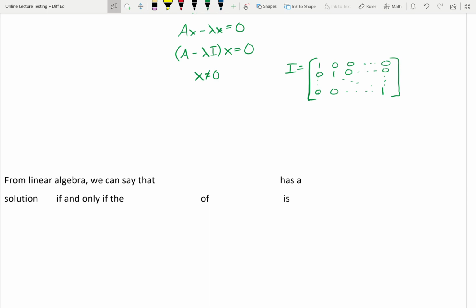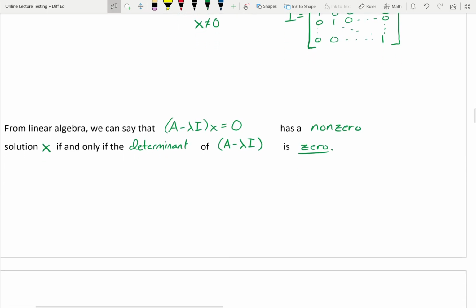From linear algebra, we can say that (A minus lambda I) x equals 0 has a non-zero solution of x, and again, non-zero is important here, if and only if the determinant of A minus lambda I is, and this is different, 0.